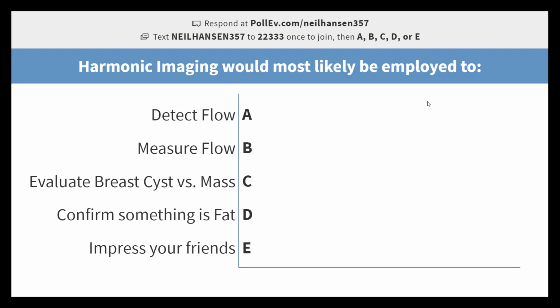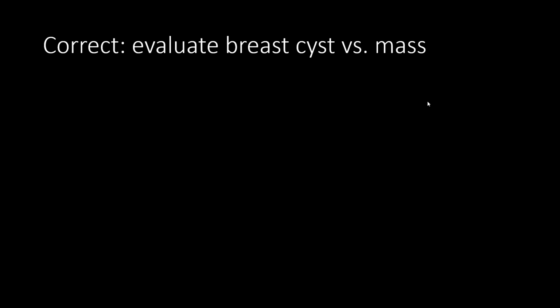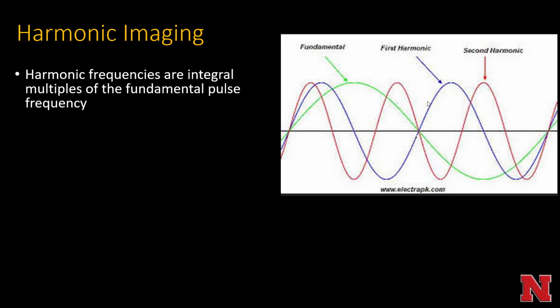Harmonic imaging. So harmonic imaging would be most likely used in which clinical scenario? Well, the correct answer is to evaluate a breast cyst or a mass. So harmonic imaging is a mode in ultrasound.